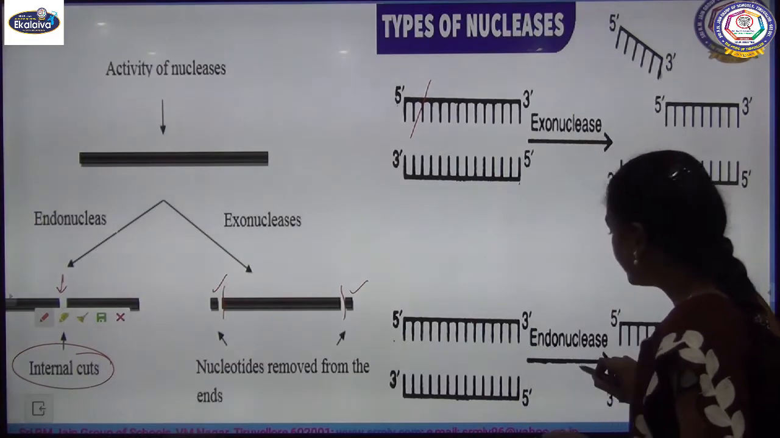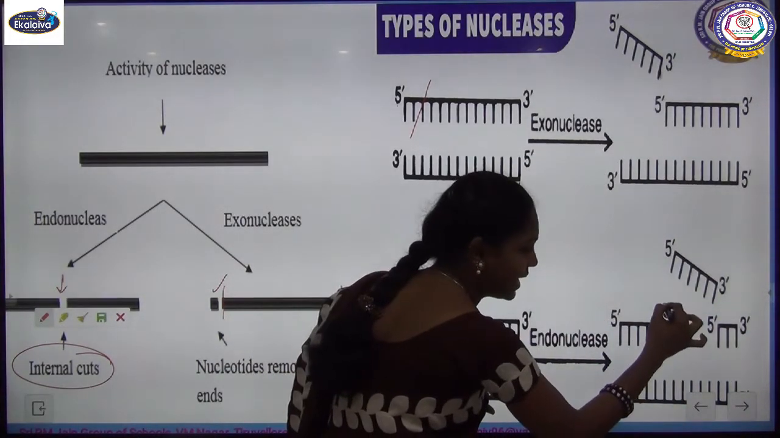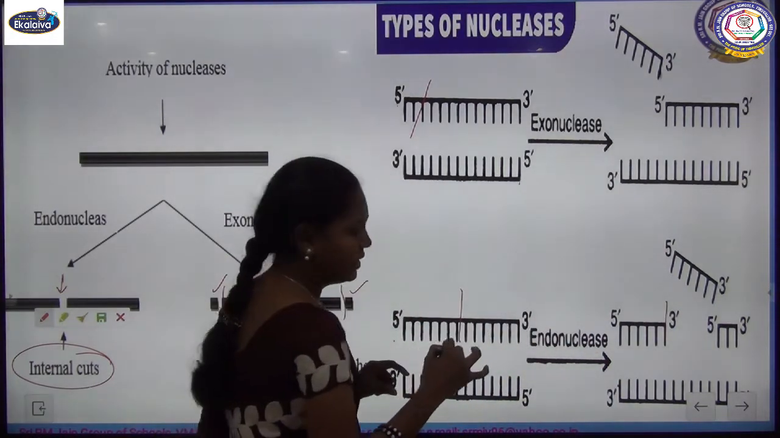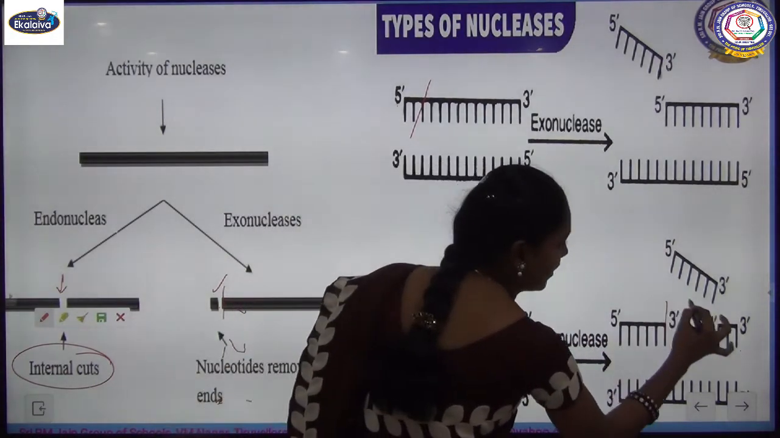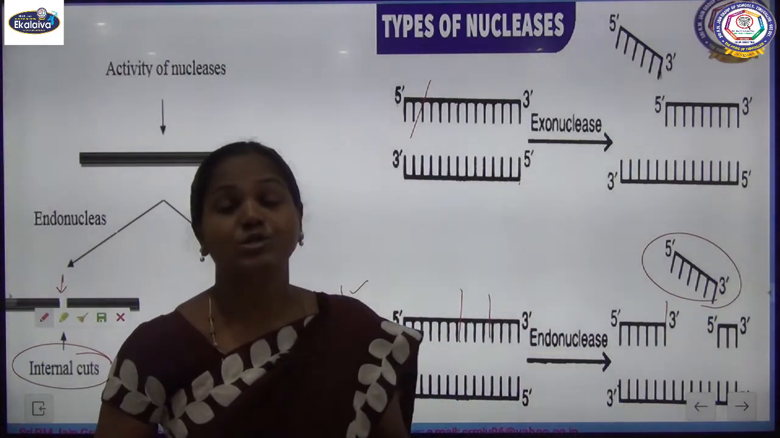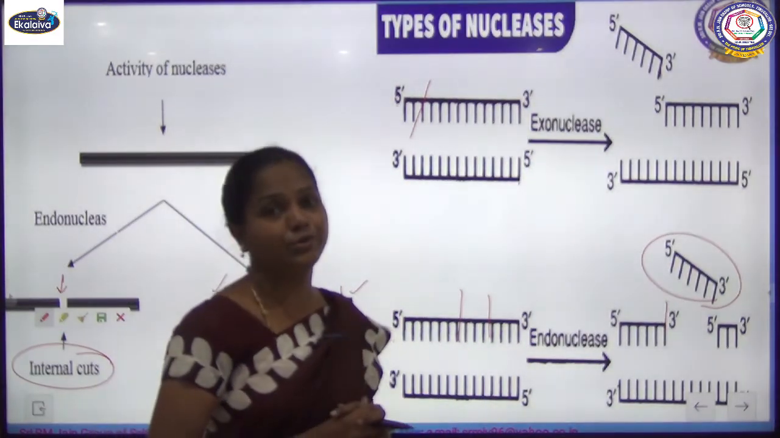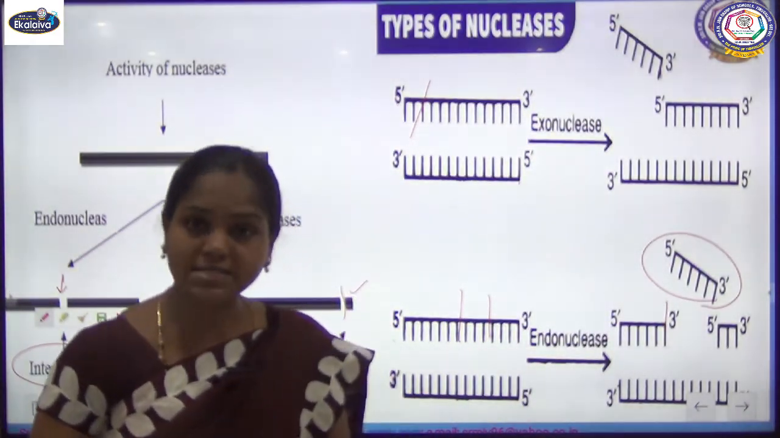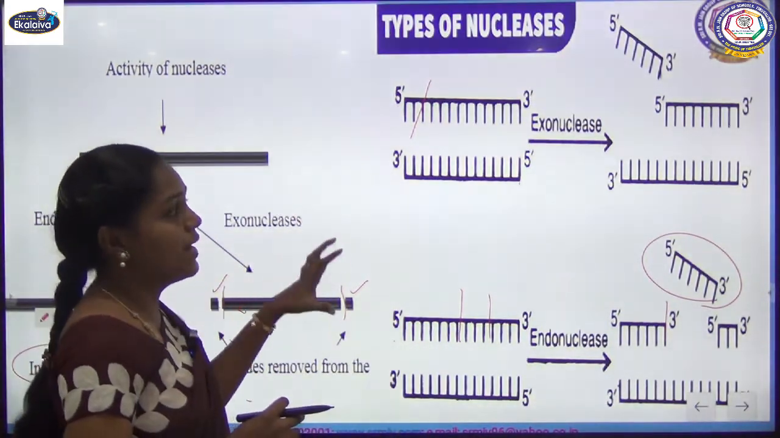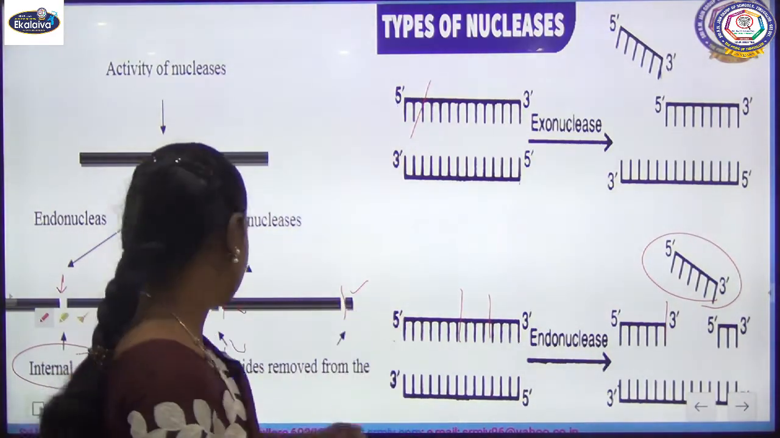And endonuclease makes a cut in between the DNA, so that it makes a fragment from the middle of this DNA strand. That is the function of exonuclease and endonuclease. And the restriction enzyme comes under this endonuclease, the restriction endonuclease enzyme.